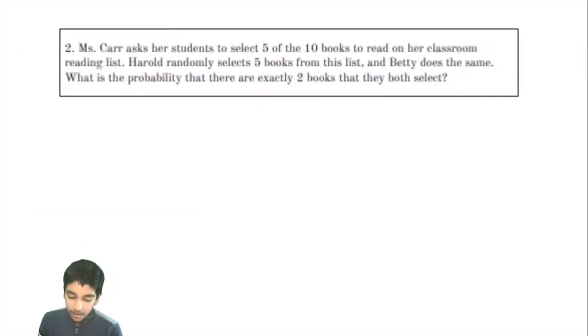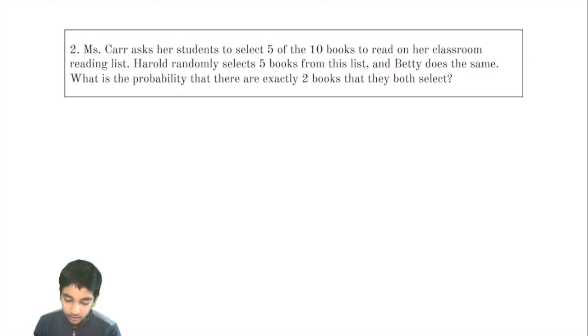Now let's take a look at the next problem. Miss Carr asked her students to select 5 of the 10 books to read in the classroom. Harold randomly selects 5 books from the list. And Betty does the same. What's the probability they have 2 books in common?